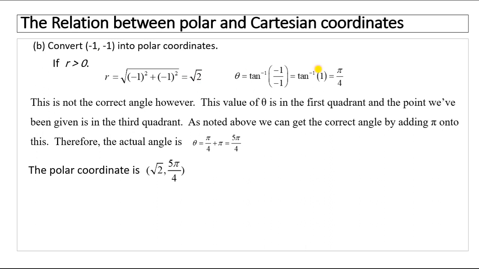Thus, I add pi to this theta. Theta is pi over 4 plus pi because this point lies in the third quadrant. The result is 5 pi over 4. Thus, r equal square root of 2, theta equal 5 pi over 4.